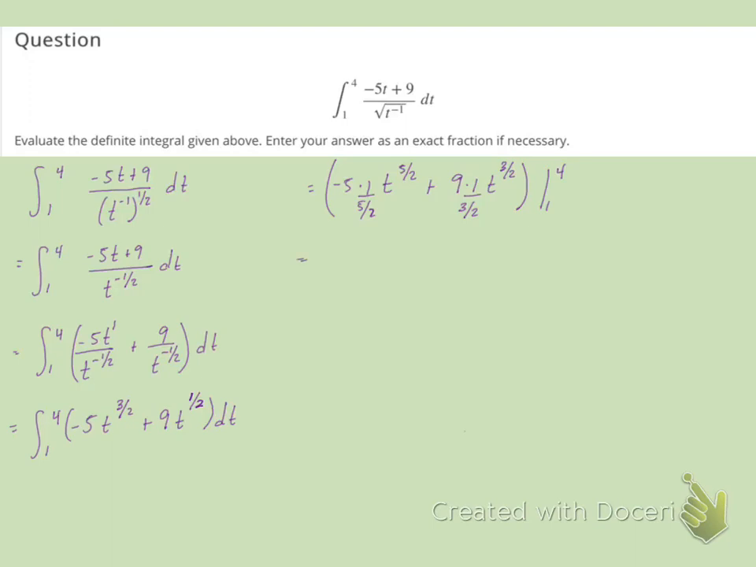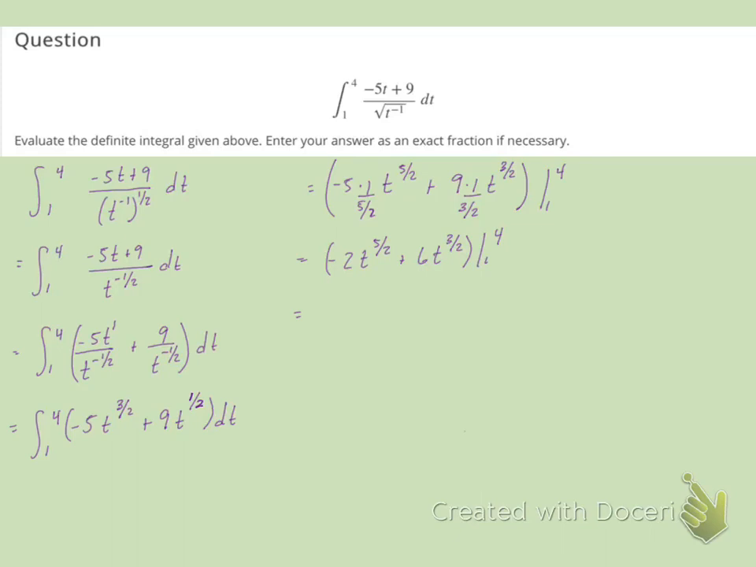So cleaning this up, the 5s are going to cancel, and we'll have a negative 2 t to the 5/2 plus this will turn into a 6 t to the 3/2. And again, we're evaluating from 1 to 4.